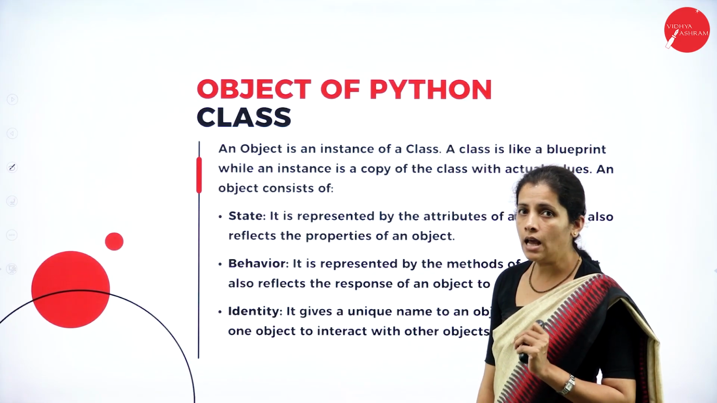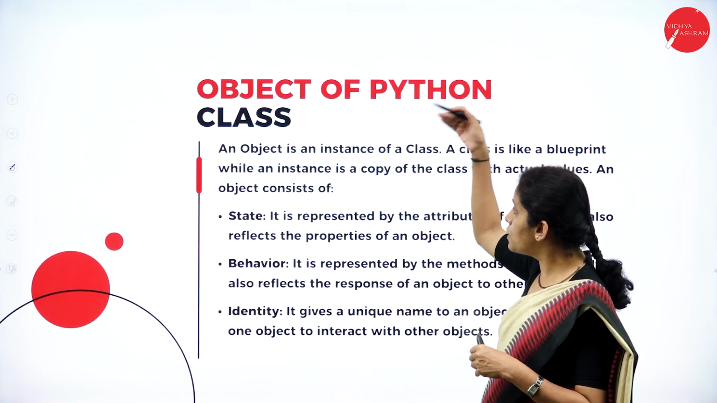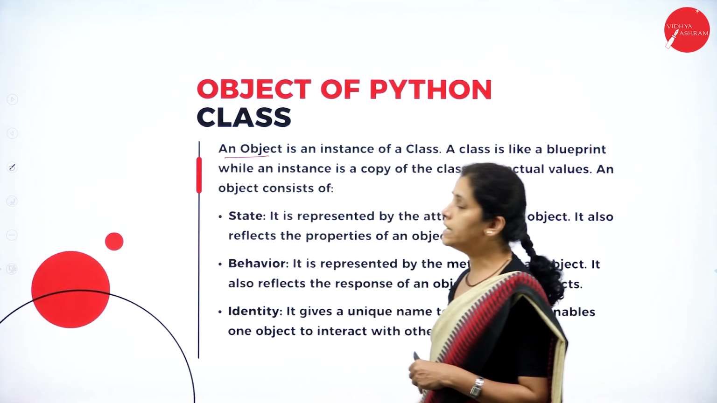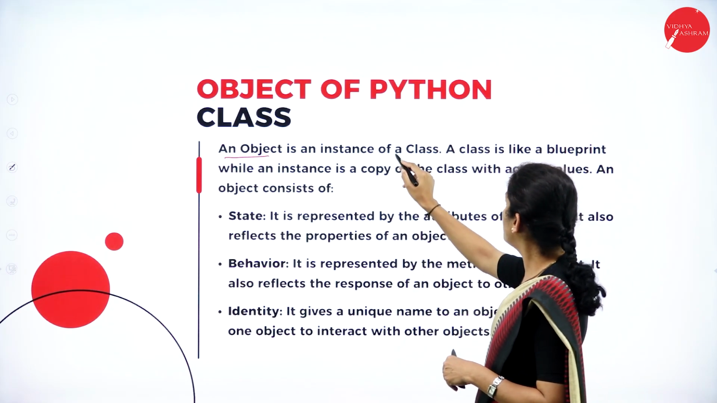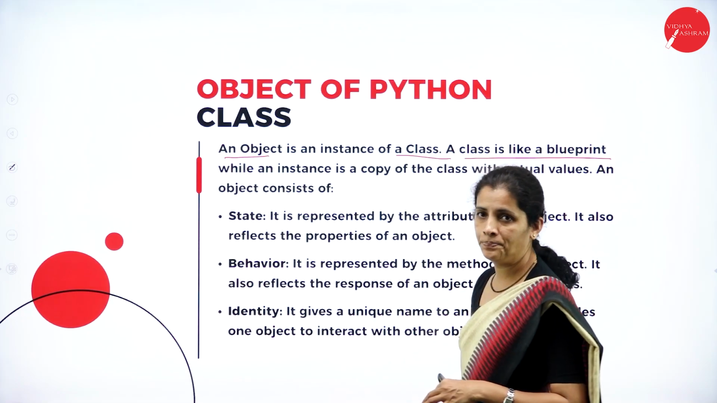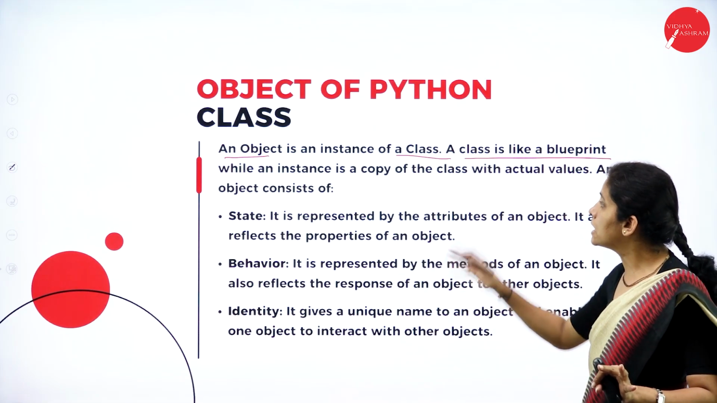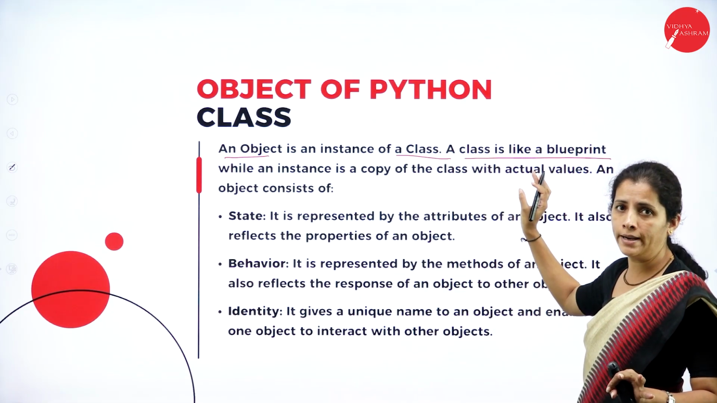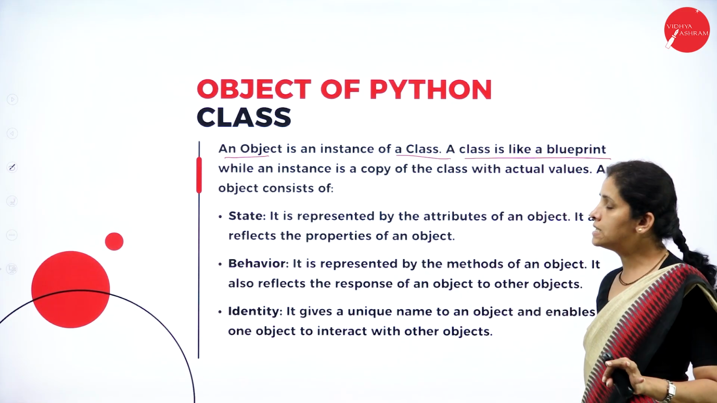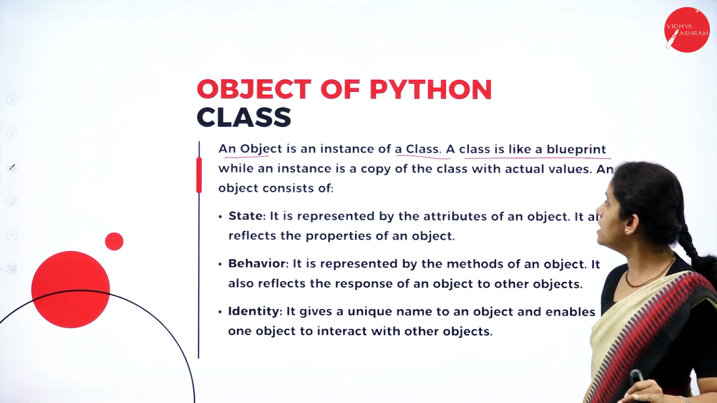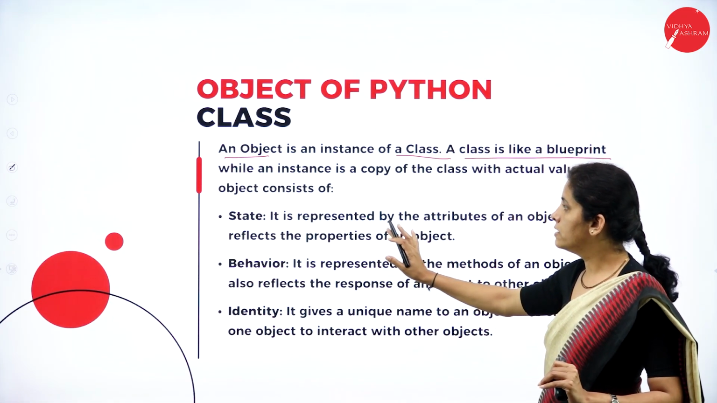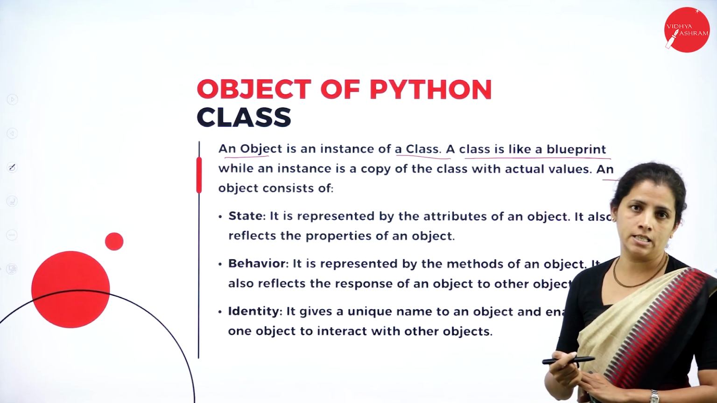Okay, fine. Now let me discuss this concept in detail, that is, an object is an instance of a class. Class is like a blueprint. So we know what is a class. A class is a blueprint or a template. Then what about an object? An object is nothing but the instance of the class. Okay, fine.